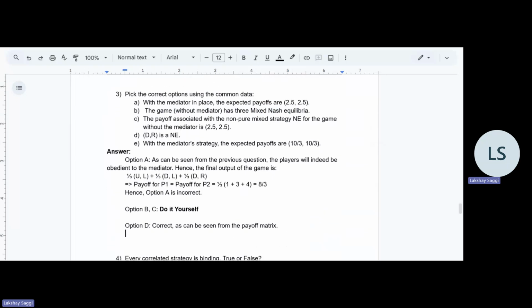And option E is mediator strategy. With the mediator strategy, expected payoff of 10 by 3, 10 by 3, which is incorrect because we just saw that payoffs are actually 8 by 3, 8 by 3.